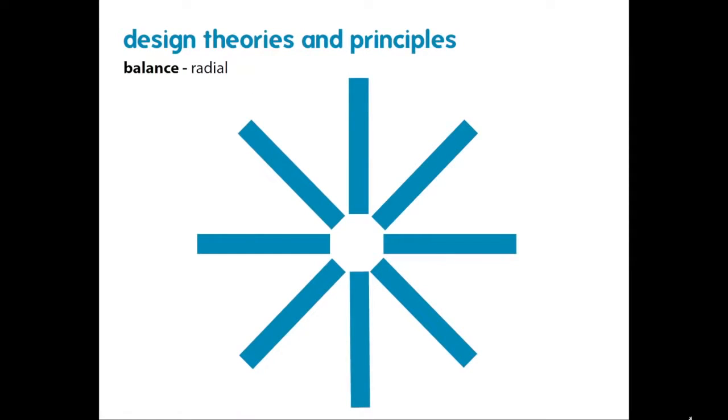Finally, radial balance is another great strategy when you're designing or working on a project. You can order things radially around a center point. It can be quite distinct from a balanced or an asymmetrical organization, and can be really eye-catching.